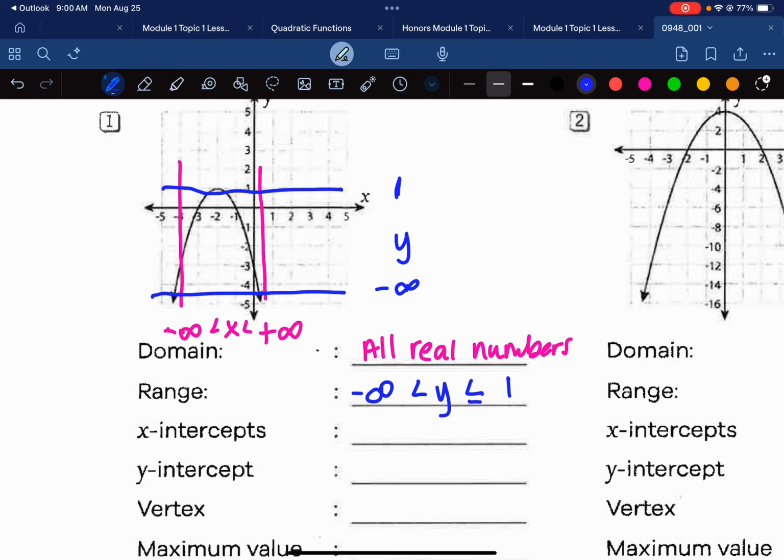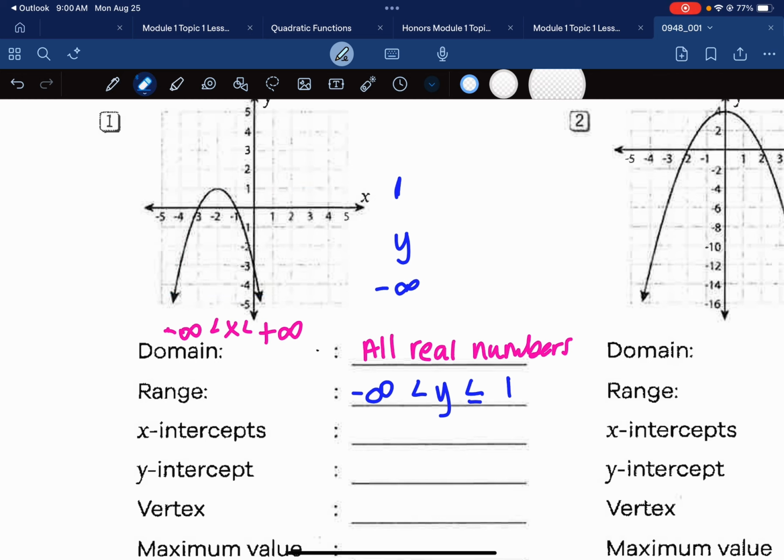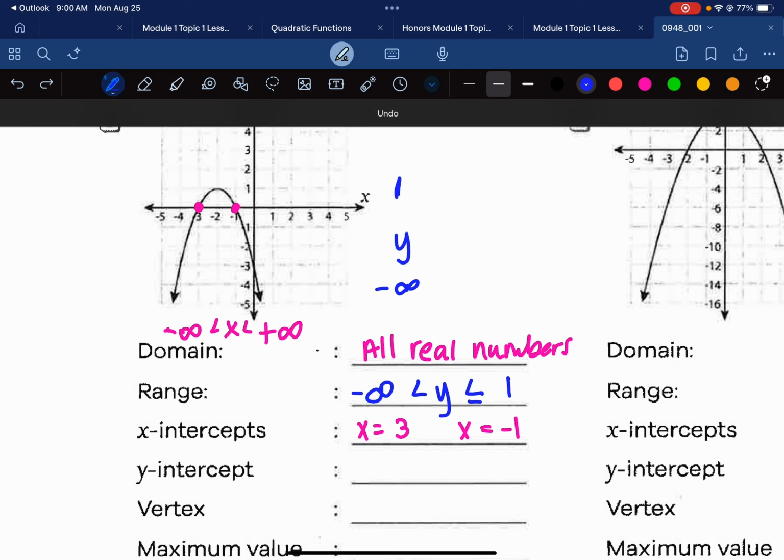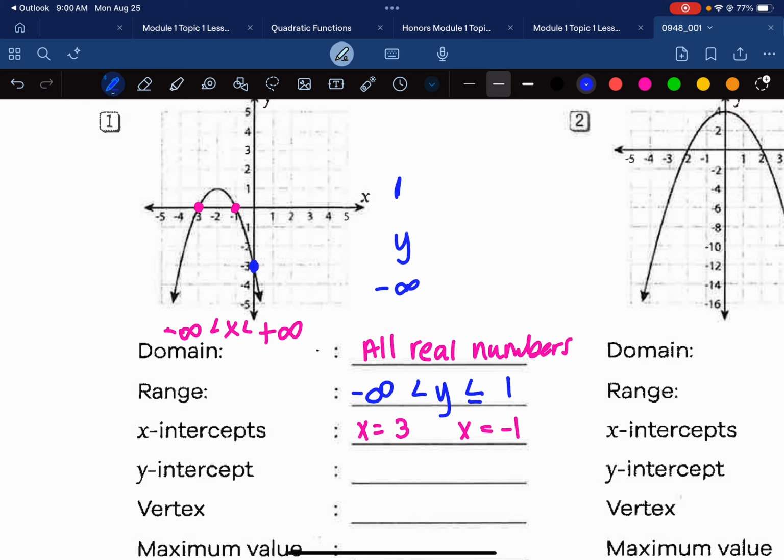All right, x and y intercepts. Let me erase this. Where's my x and y intercept? So let's do x-intercept. So we have x-intercepts here, right? So we'll say x equals 3, x equals -1. Those are my x-intercepts. Where's my y-intercept? My y-intercept is on the y-axis, right? So here is my y-intercept. We'll write it as a point this time. We'll say, what is it, (0, -3).